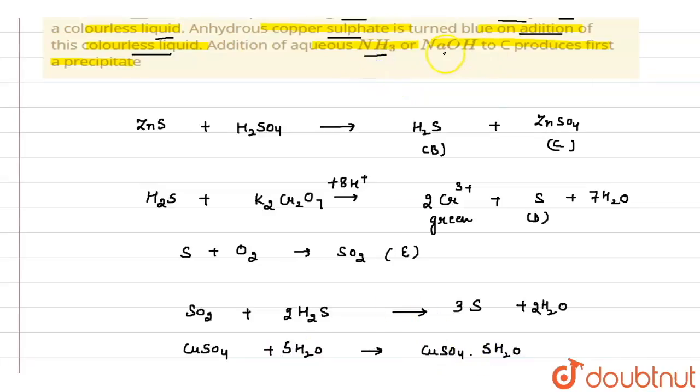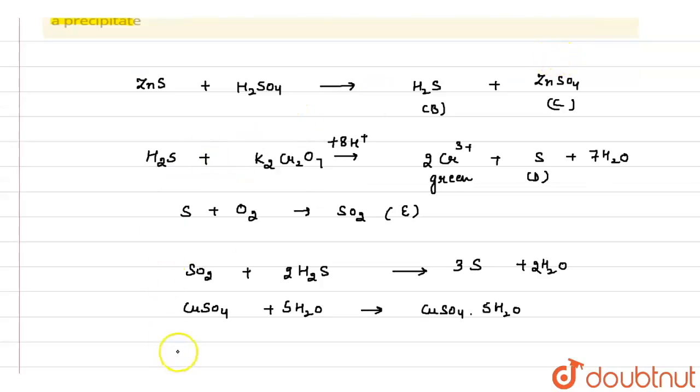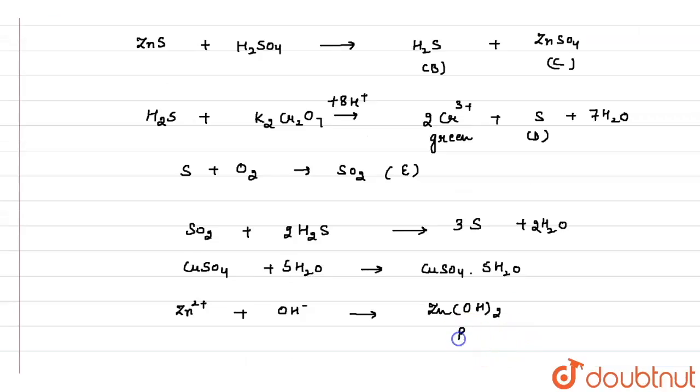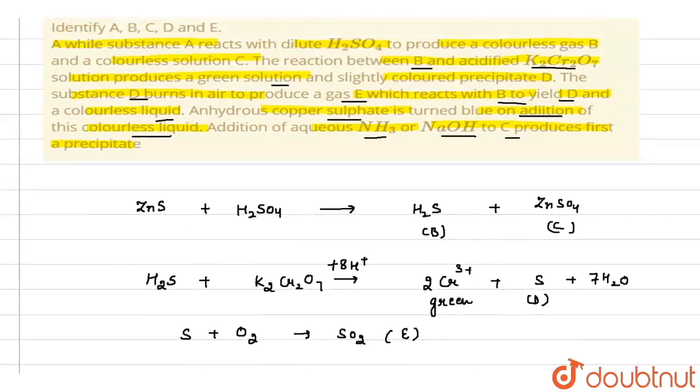Addition of aqueous ammonia or NaOH to C produces a precipitate. That means Zn2+ plus OH-, from NaOH, produces a precipitate, which is Zn(OH)2, and this precipitate is formed and comes out. This is the complete balanced equation.